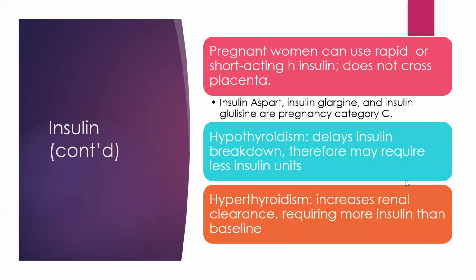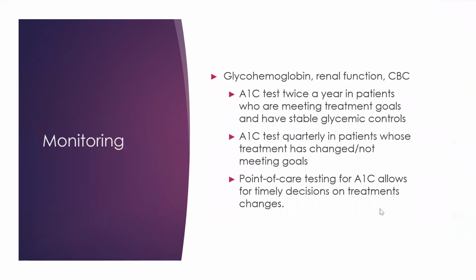So pregnant women, we can use rapid or short acting insulin. It's not going to cross into the placenta. If our patient's hypothyroid, we know that slows everything down, right? Same thing with insulin breakdown. So our patients with hypothyroidism might need less insulin. Just kind of makes sense with what's going on behind their diagnosis, right? So if they have hyperthyroidism, what would you expect? They're going to metabolize it quicker. We're going to probably need higher dosing of insulin.